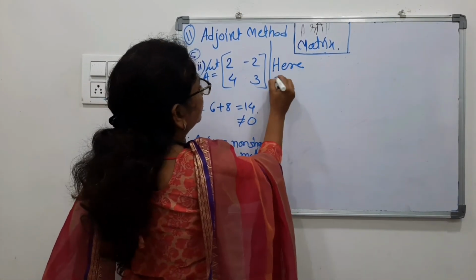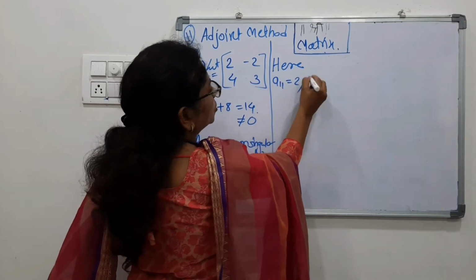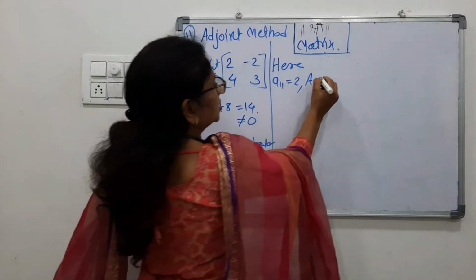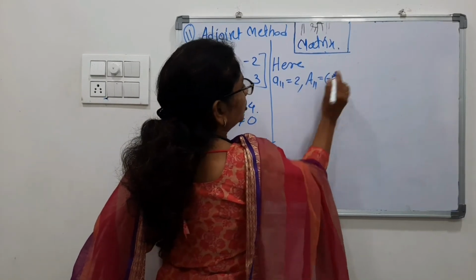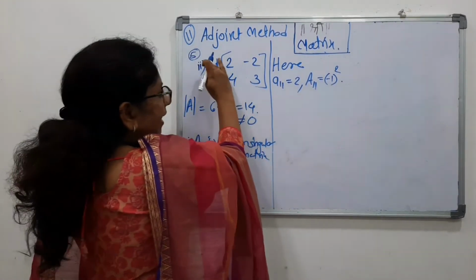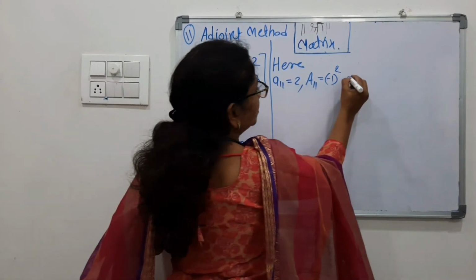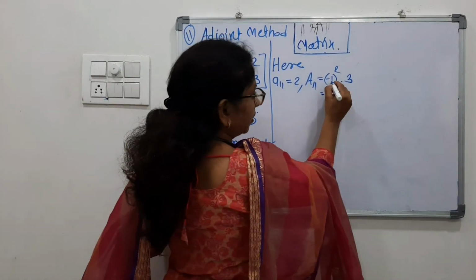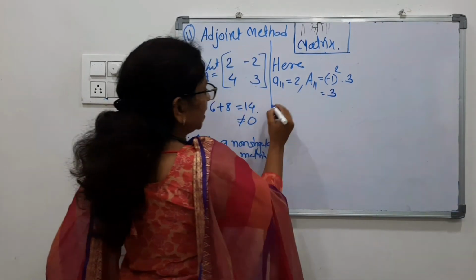Okay. Now again, what is A11 here? A11 is 2. So what is capital A11? It means cofactor of 2, is minus 1 to the power 1 plus 1, 2 into hide this row and this column, remains 3. Minus 1 to the power even power means plus 1 into 3 is 3.